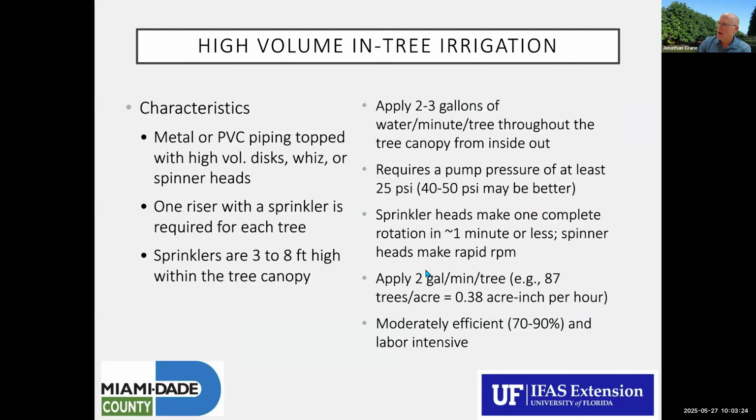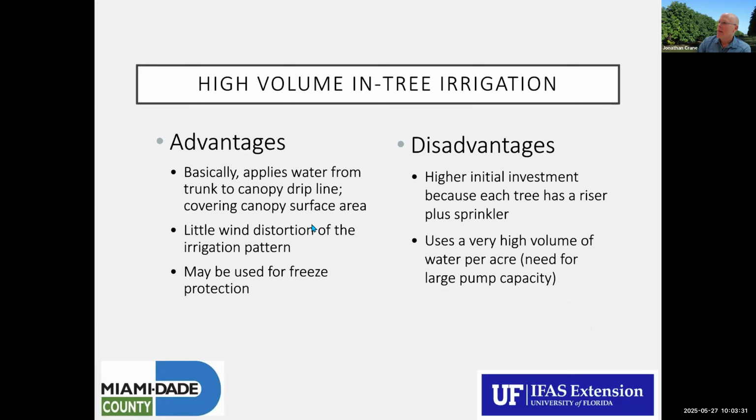Moderately efficient, but you're using high volumes of water. You have to have access to a lot of water. This has very little wind distortion because it's inside the canopy. Excellent for freeze protection, but not very common because of how much water and pumping capacity you need in order to have a high volume sprinkler for each and every tree, right? So big initial investment, and like I said, high volumes of water use. So not many places in Florida have access to that amount of water.